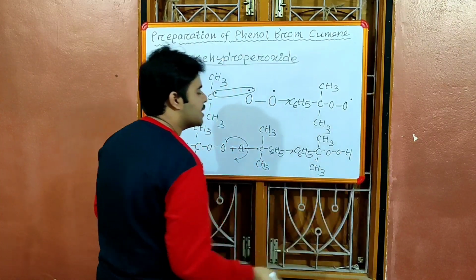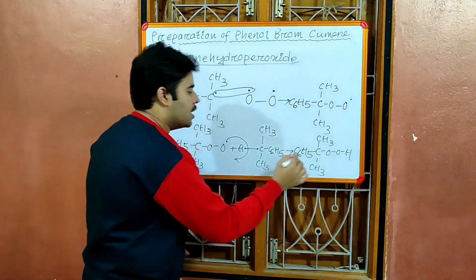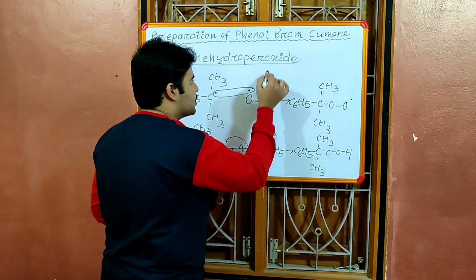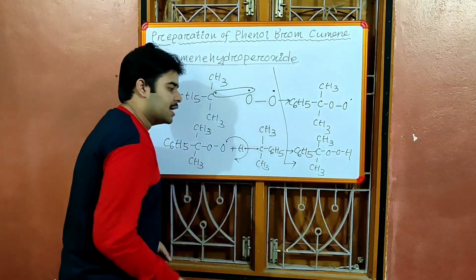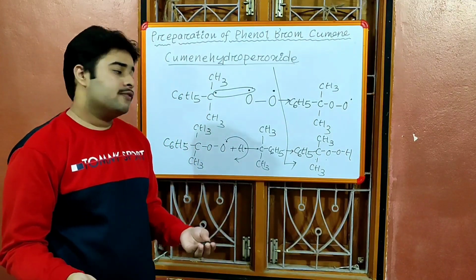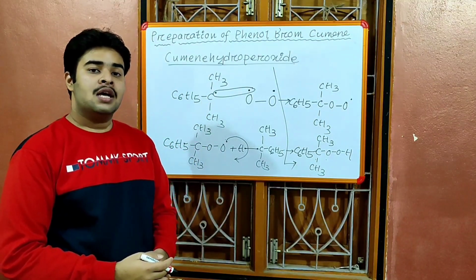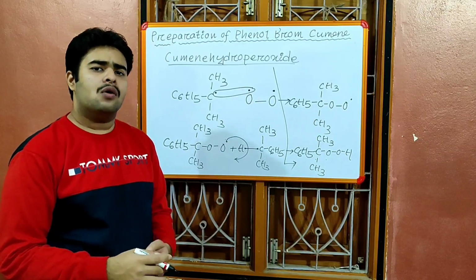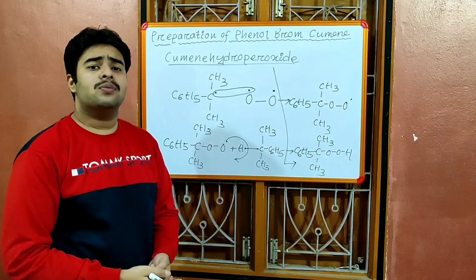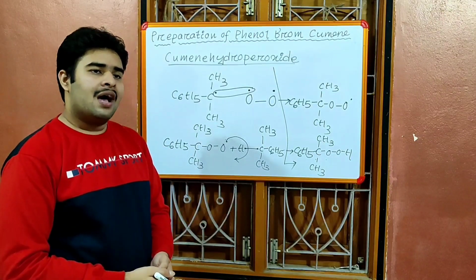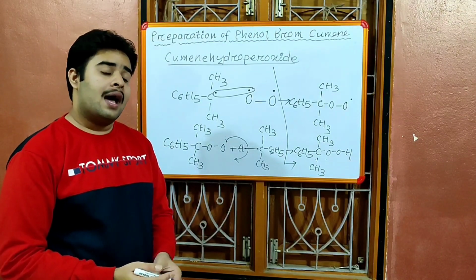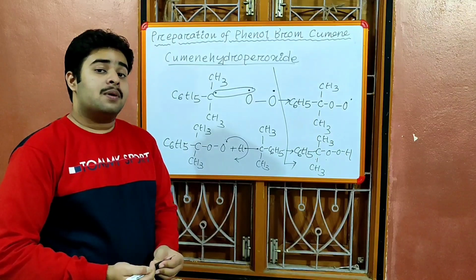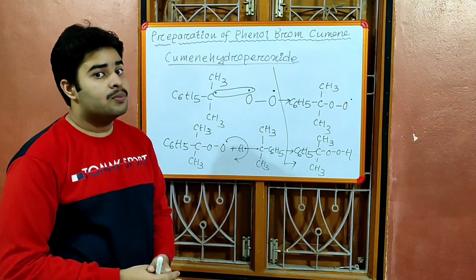So here is our cumene hydroperoxide. I have to write the name. This is our cumene hydroperoxide. Now we have formed it, so we have to proceed to the last step. How can we prepare phenol from cumene hydroperoxide? We have previously discussed that this is a method of preparation of phenol from cumene.